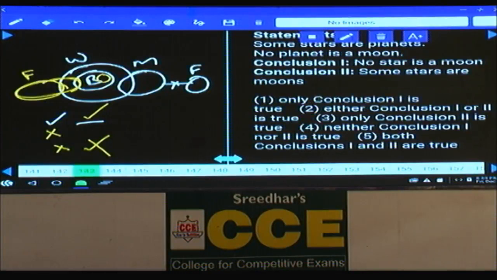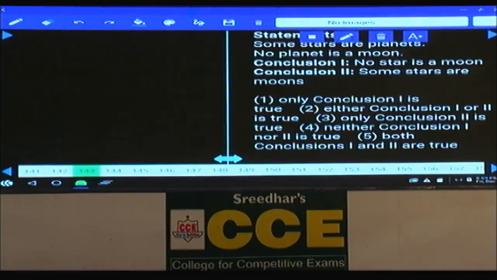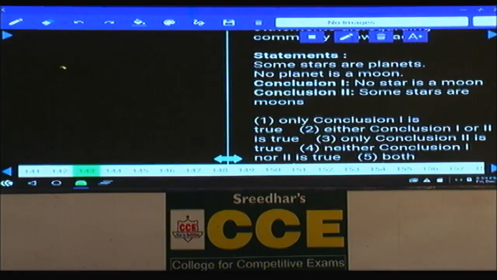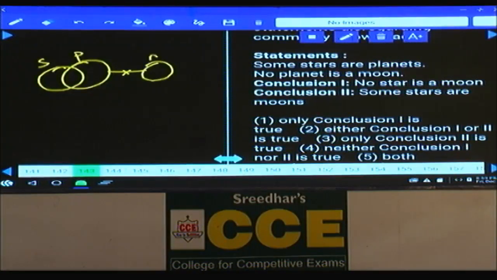Then question number 143. Now in this 143, some of the stars are planets. Some stars are planets can be written like this, star and a planet, and no planet is a moon, no intersection between planet and a moon. And first one, no star is a moon. No star is a moon is definitely true. Some of the stars are moons, that is false.